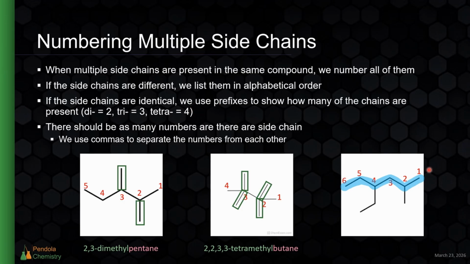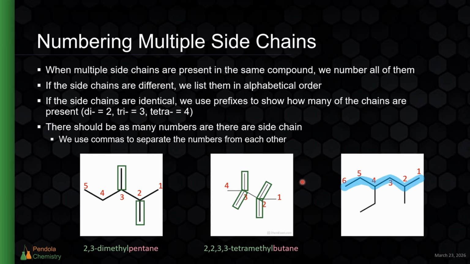And again, we start at the left or the right side. Why? If we start at the left side, then the first time we reach a side chain will be on the 3rd carbon. Whereas if we start from the right, the first time we reach a side chain is going to be the 2nd carbon. So it gives us a lower number. So we're going to start from the right.